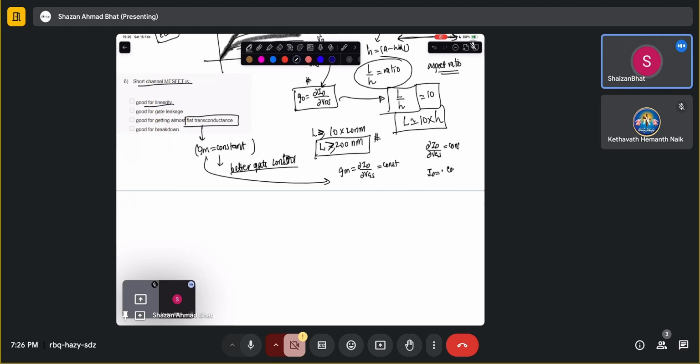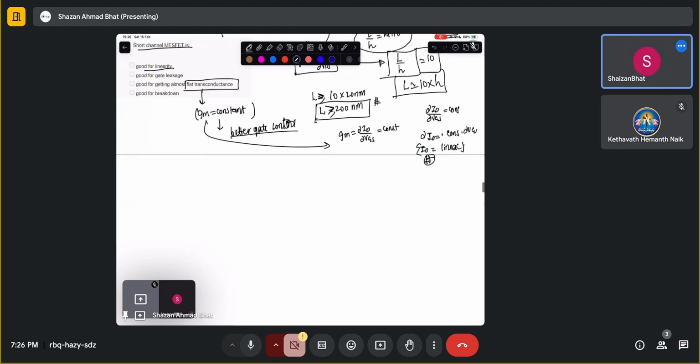Let's call it some constant times ∂VGS/∂ID. That means ID is varying as a linear function. Okay, what does it mean now? If you have, for example, a constant flat transconductance, it means a constant transconductance.